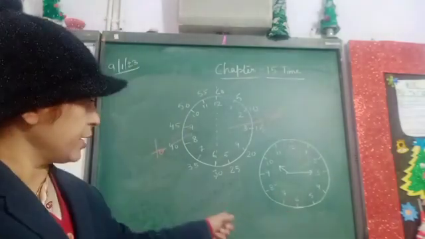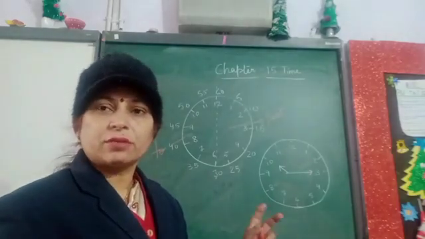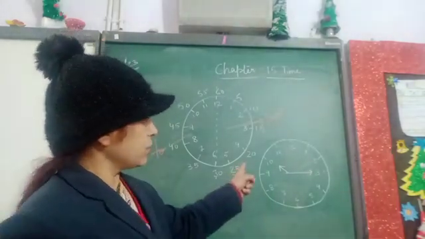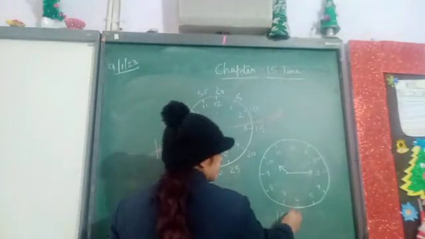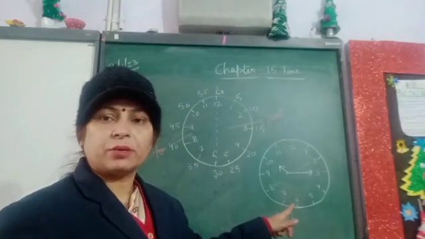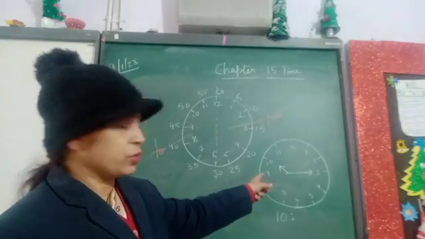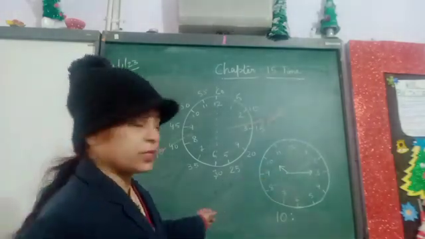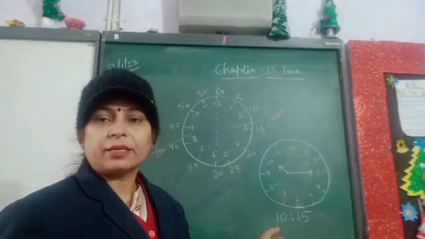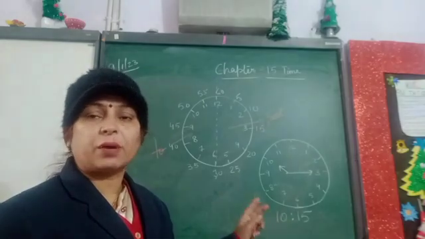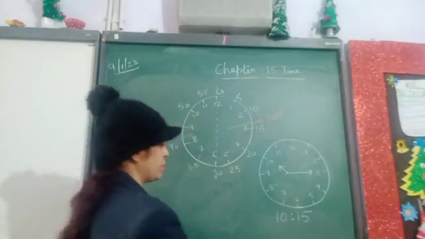Now see children, the next clock. What is the time here? First we will say it in digital form, then we will write it in words. See, the hour hand is pointing towards 10, so you will write the hour as 10. Then for the minutes, you read the table of 5 where the needle is pointing. So 3 fives are 15. So 10:15. That means 15 minutes past 10, or we can say quarter past. Quarter means 15 minutes. So quarter past 10.